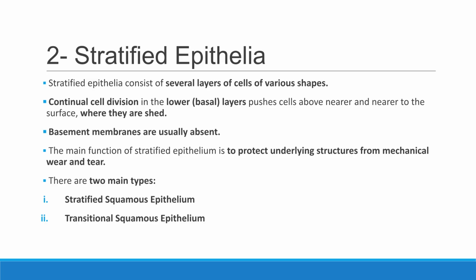Stratified epithelia consist of several layers of various shaped cells. New cells from the basal layers replace those shed at the surface. Their main function is to protect underlying structures from mechanical wear and tear. The two main types are stratified squamous and transitional squamous epithelium.